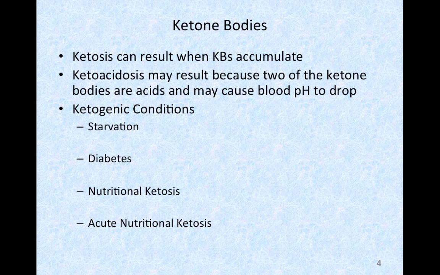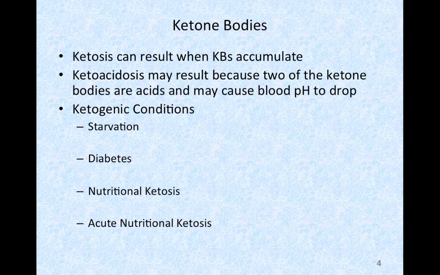And the condition of ketosis can result when ketone bodies accumulate. They can accumulate throughout the body, in tissues, in the blood, and also in the urine. They can be detected in all of those. So when ketone bodies accumulate beyond normal levels, it's called ketosis. And obviously there are varying degrees of ketosis, but overall that's what it means.